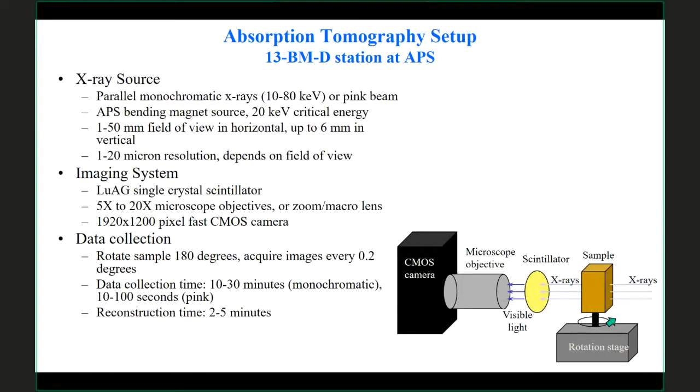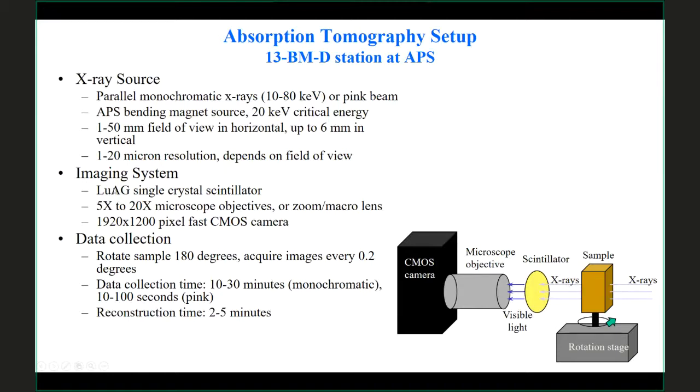So schematically, this is what the tomography system looks like. Basically we have a rotation stage that rotates the sample, a beam of X-rays that fully illuminates the sample. The X-rays hit a scintillator where the X-ray signal is converted to visible light, and then we have a microscope objective or other type of lens that images the shadow of the sample on the scintillator onto a camera. And so here, with monochromatic X-rays, we can go from about 10 to 80 keV. We can tune the monochromator. We can get fields of view that are roughly 1 to 50 millimeters. And I showed you the intrinsic opening angle means about 6 millimeters in the vertical. And we can get between 1 and 20 micron resolution, depending on the field of view.